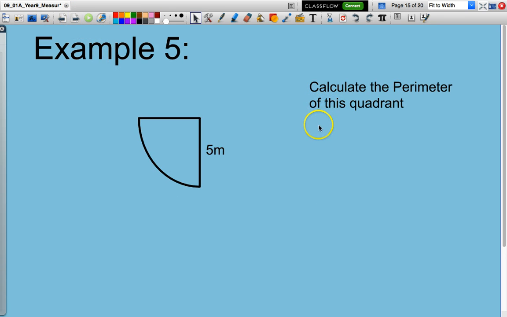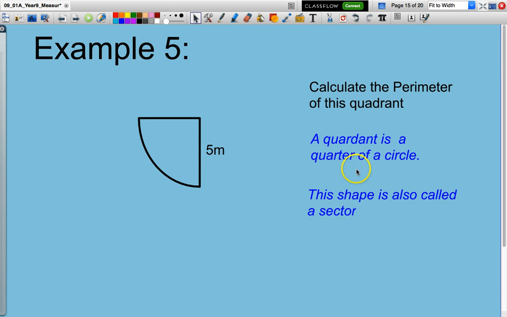Now, this one here, calculate the perimeter of this quadrant. A quadrant is the name that we give to a quarter of a circle. It can also be any shape or slice of a pizza, or pizza slice if you wish, is called a sector. A quadrant is just a sector that happens to be of 90 degrees. Now I need to work out the distance all the way around this shape.